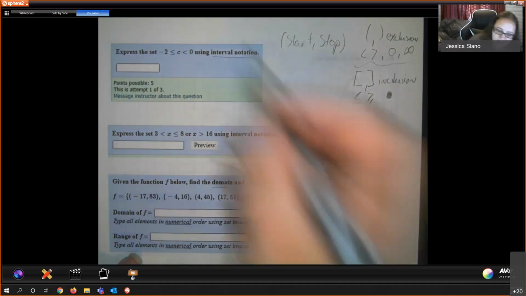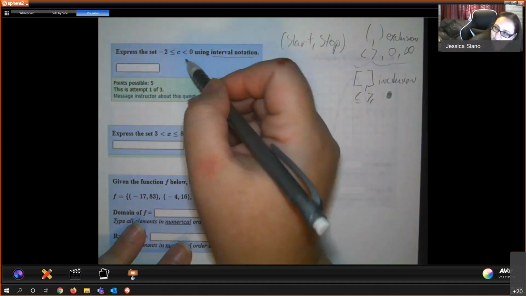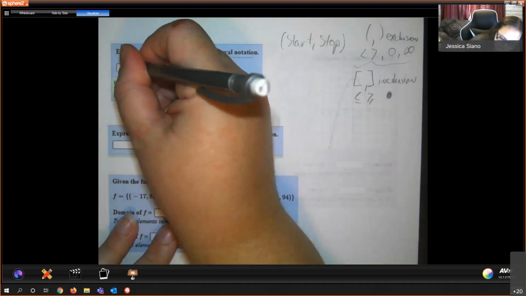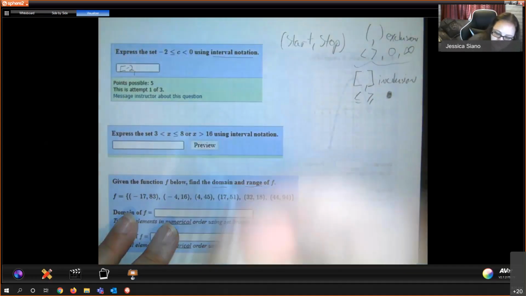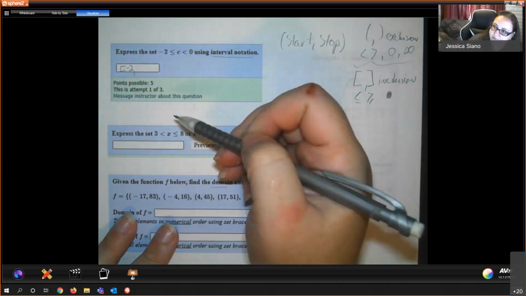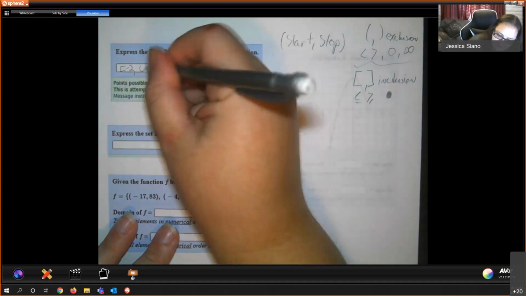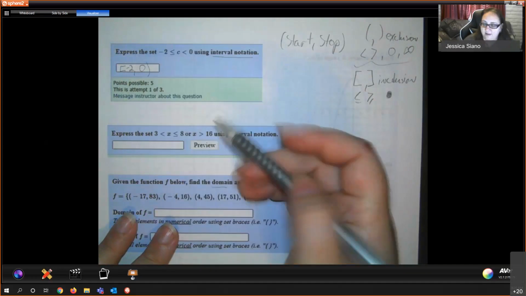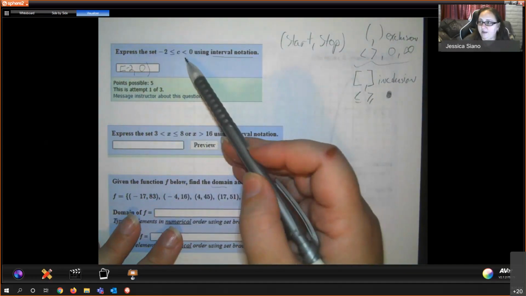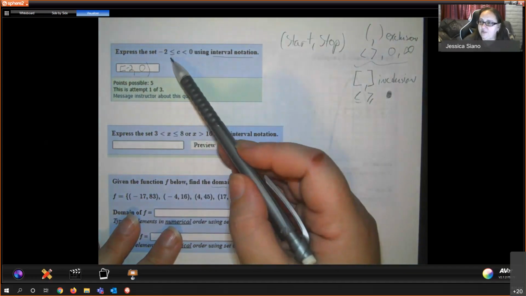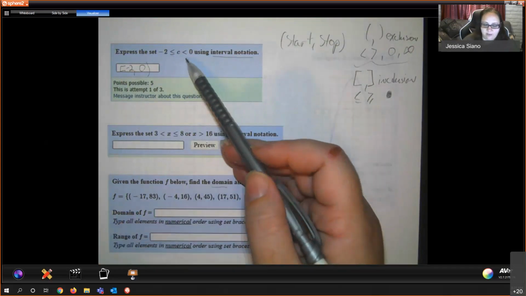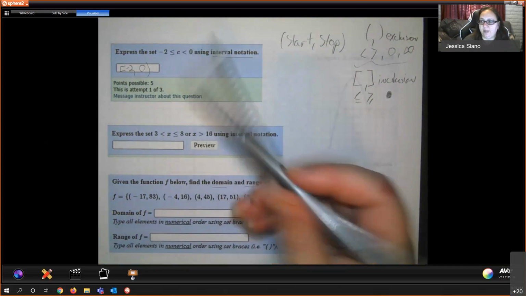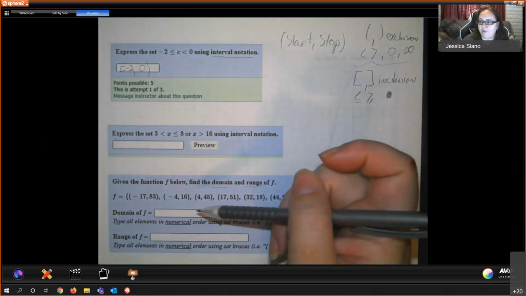All right, so here, this set starts at -2, and -2 gets a bracket because it is included. I know that because it has the or equal to. And it ends at 0, and 0 gets a parenthesis because 0 is not included. It's everything between -2 and 0, not including 0. So you get right up next to 0, but you don't include 0. Okay?